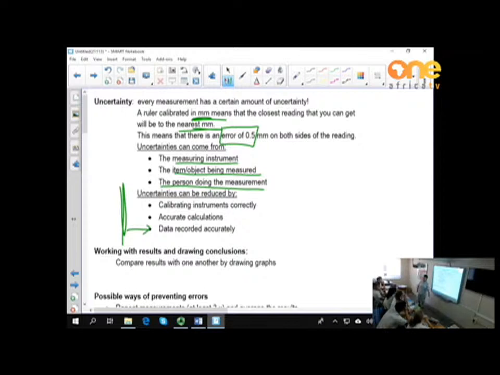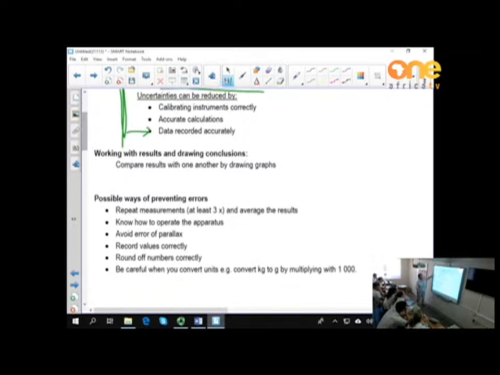Now, that one sounds stupid, but when you start getting tired and your concentration sort of lags, then very often, instead of writing down a reading of 3.25, we write down a reading of 5.23. Do you understand? Okay, it's just human error, and it usually happens when you start getting tired or working under pressure, or something is upsetting you and you can't concentrate. Okay, so working with results and drawing conclusions, we can compare results with one another, usually by drawing graphs. Okay, then possible ways of preventing errors: repeat and take an average.